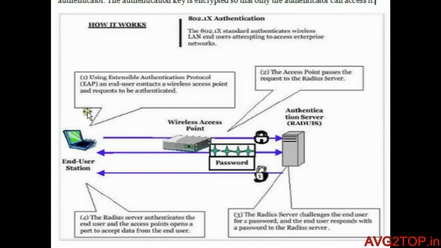And the fourth step is, if the password is right, or if the password matches the existing password, the radius server authenticates and opens up the port so that the end user can access the wireless access point in order to carry out his data communication. So this is how the wireless access point and connecting to the client works.